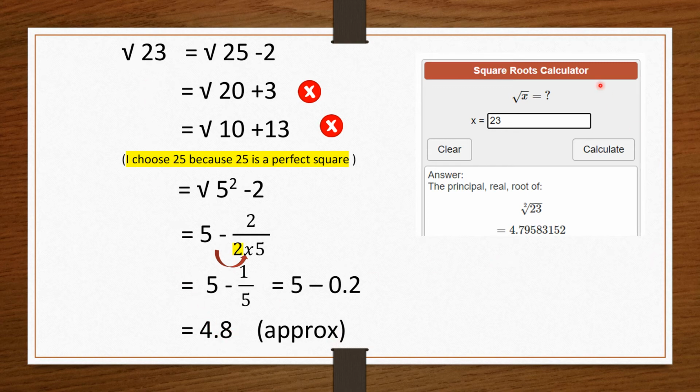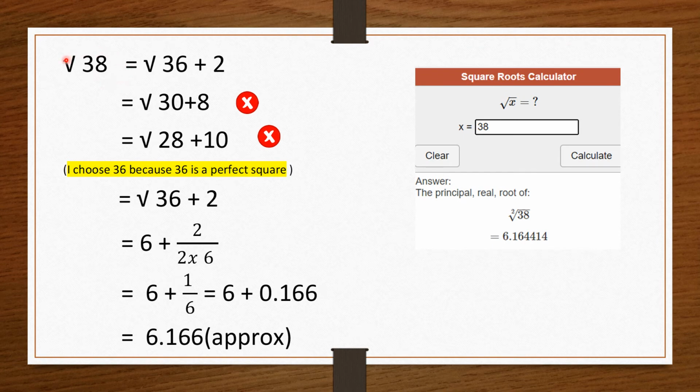And now I am giving you the screenshot of the square root calculator, and root of x, when x is equal to 23, the answer is 4.79. And we have got 4.8, which is very close to this 4.79. So let's move on to the next problem.